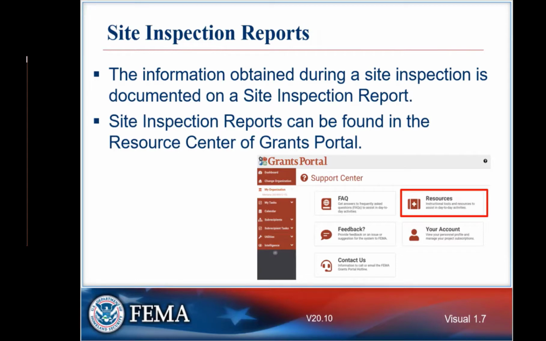Site inspection reports. You as the applicant can download site inspection reports from the Resource Center and Grants Portal for use in documenting your damages or as a reference to make sure that you have captured all the required information related to your damages. We will be reviewing site inspection reports in depth in the SIR and documentation training, but at this time I would like to show you where you can find these reports in Grants Portal.